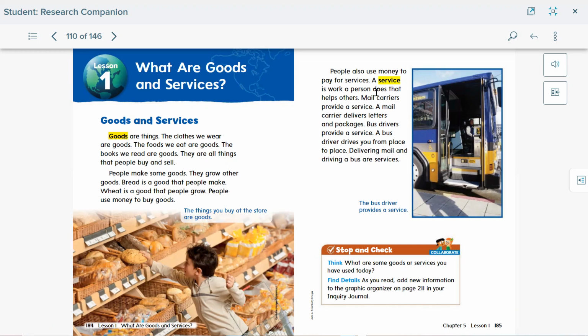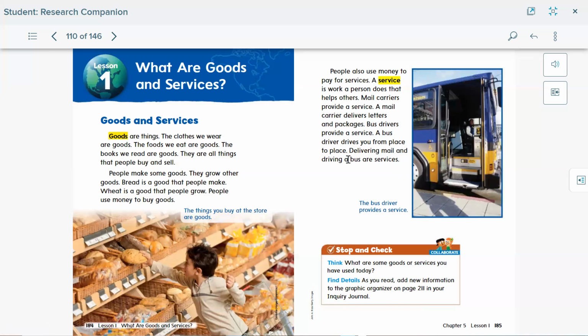People also use money to pay for services. A service is a work a person does that helps others. Mail carriers provide a service. A mail carrier delivers letters and packages. Bus drivers provide a service. A bus driver drives you from place to place. Delivering mail and driving a bus are services that we still pay for. The bus driver provides a service to you.